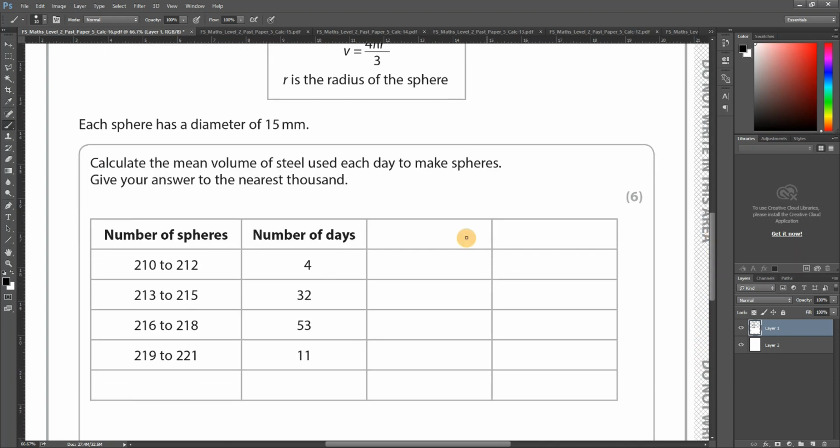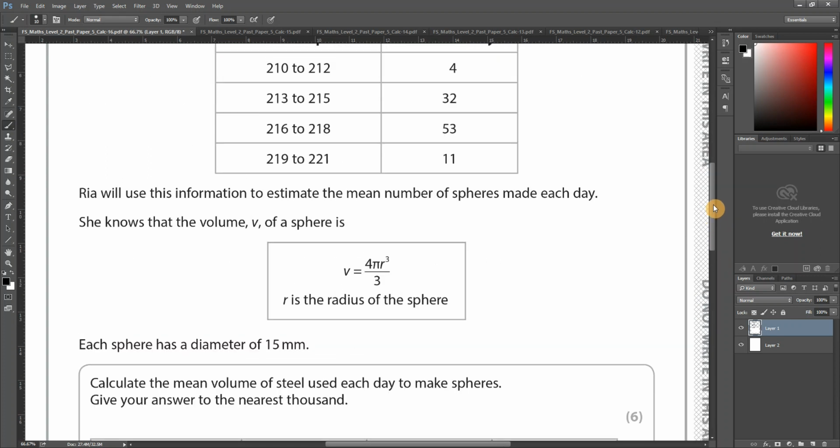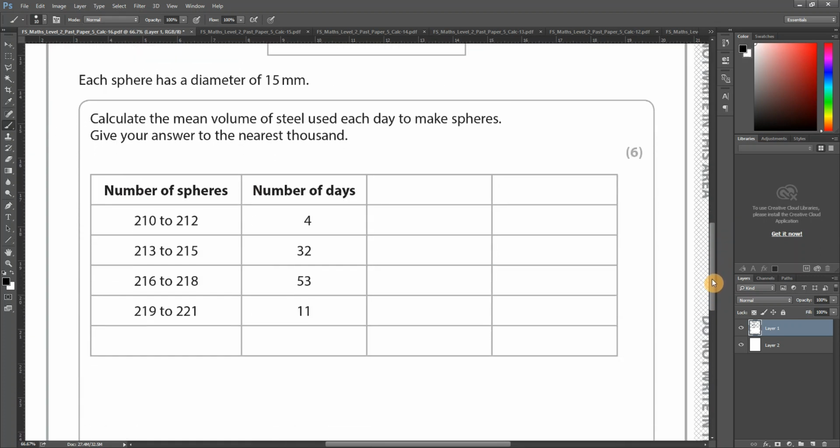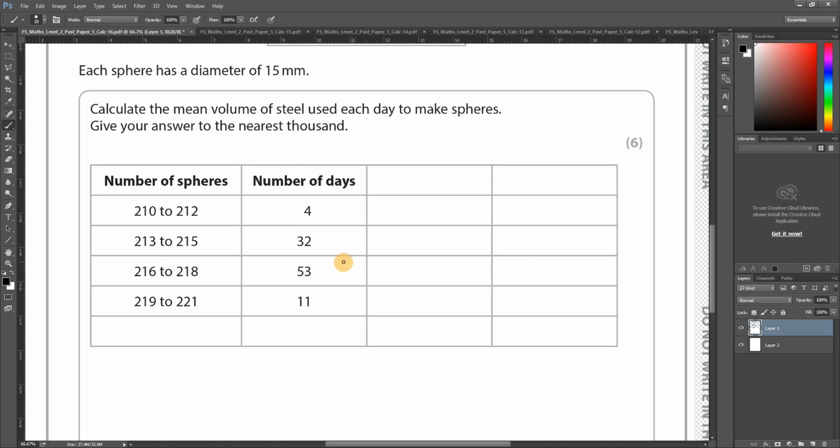Can you see they've repeated the table again? This time they've included these 2 columns. Usually you do see that for level 2. Hopefully you know how to fill in this table. Because we've got a range of values, we can't just do this multiplied by this because it doesn't make sense. So I'm going to need the midpoints first, for your third column.